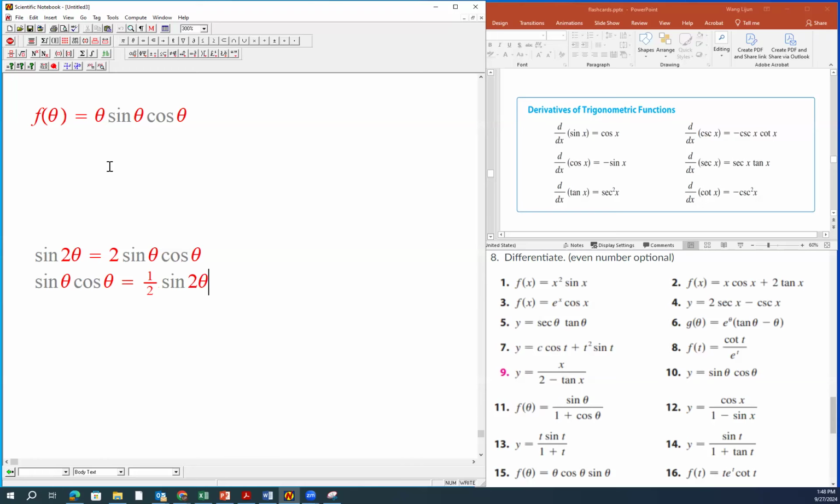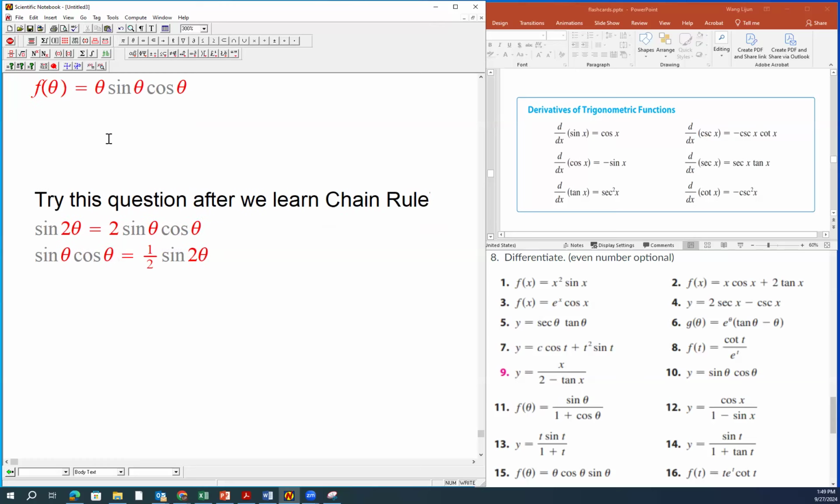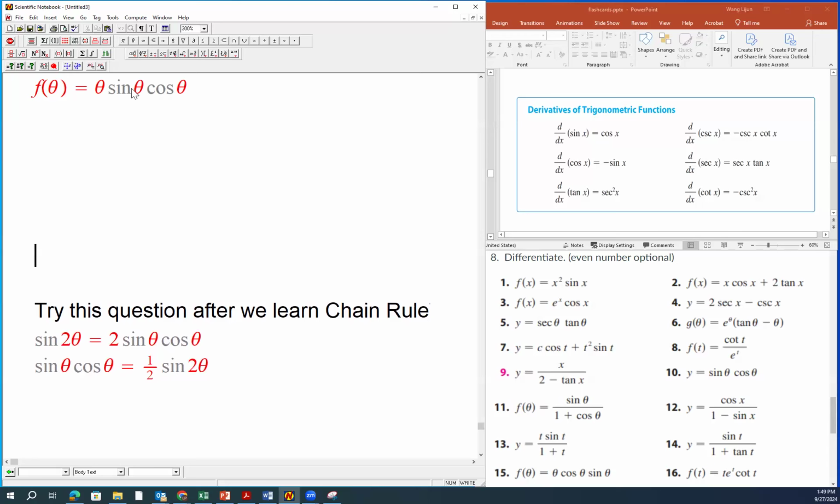Okay, we're not doing chain rule for now, so we're going to have to do the 3. I'm so sorry, but that's okay. You got it. So try this question after we learn chain rule. Remember this question? Try this question after we learn chain rule, okay? All right, so we still have to do the 3 parts, but no big deal, okay? No fear.